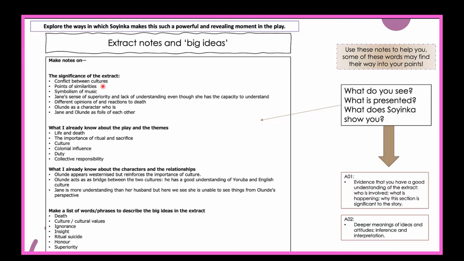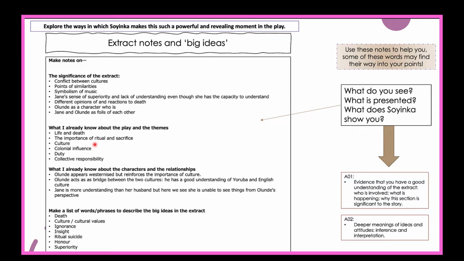Within this extract, because we do see these characters together for an extended period, what we do see is Jane's sense of superiority and a lack of understanding, even though we do know from previous moments in the play that she does have the capacity to understand, much more so than her husband. But here we do see her fall back into that colonial mindset.